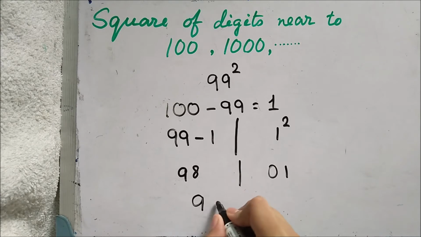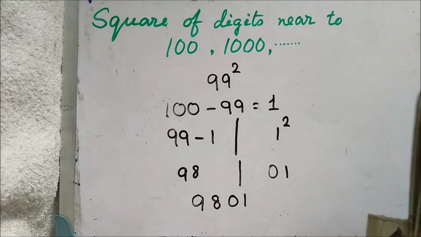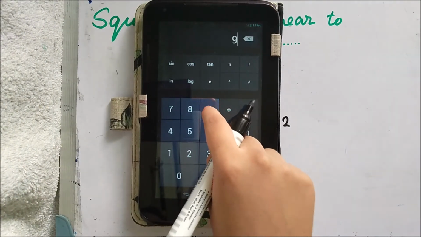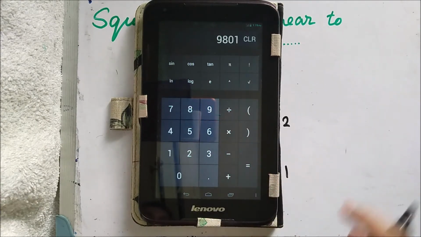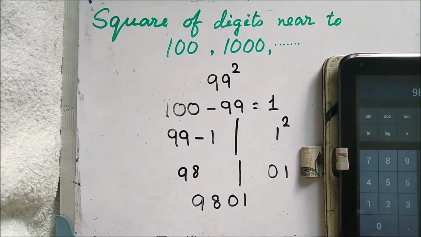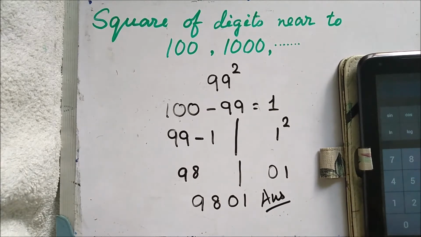Hence our answer will be 9801. Now we are going to check whether our answer was correct or not. So 99 into 99 is equal to 9801 and our answer was 9801. Hence our answer is correct.